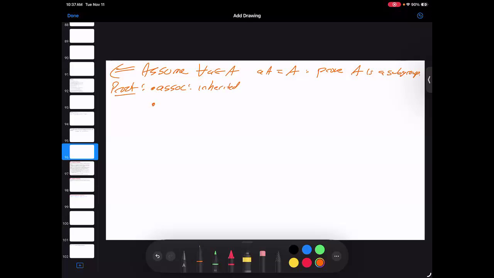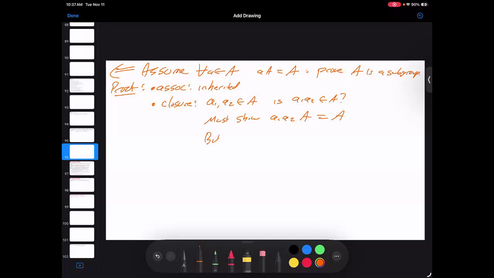All right, now let's do closure. So let's say A1 and A2 are in A. Is A1 A2 in A? So we must show A1 A2 of A equals A. Does everyone agree that that's what we have to show, that it's closed?